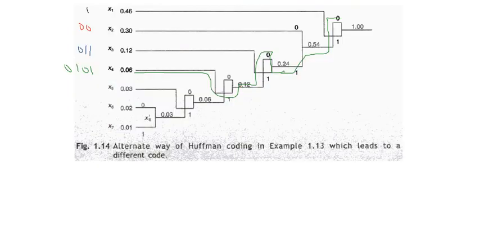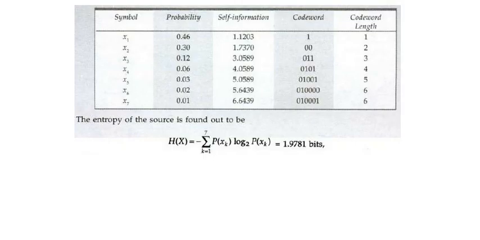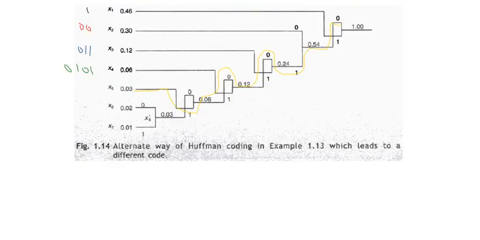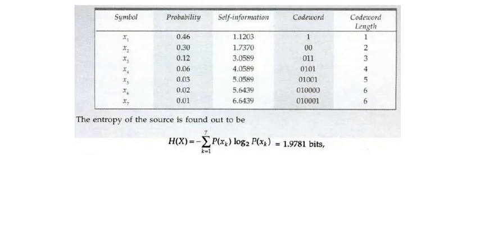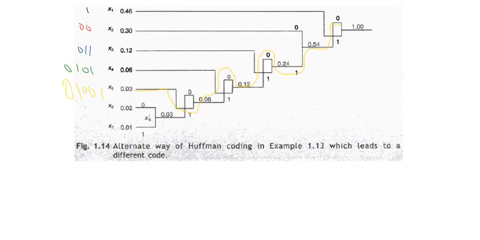Next x5 is 0 1 0 0 1. Similarly, the next two symbols are 0 followed by four ones, and 0 followed by three ones and then 1. So we should read carefully.